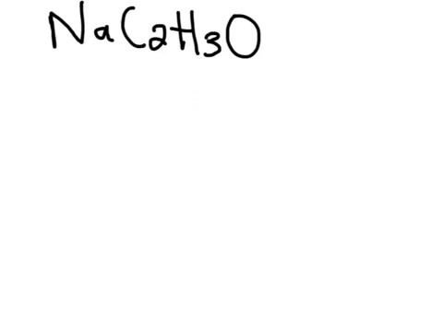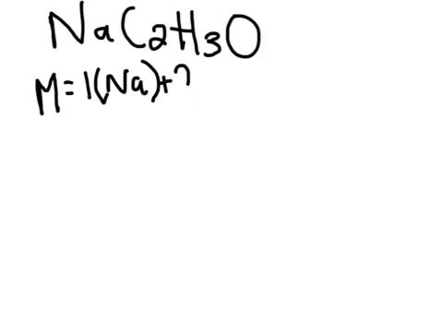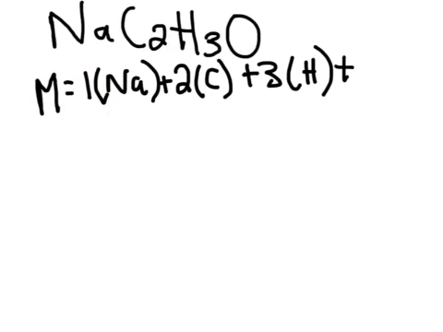Okay, so to do this, we need to figure out how many of each of the atoms we have. So we're going to set up a little equation here. So we have one sodium and two carbons, three hydrogens, and one oxygen.